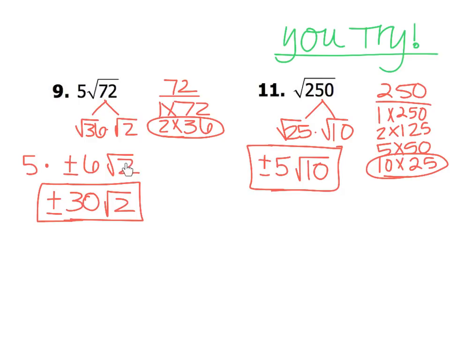Then we bring down the rad 2. We want to be sure to multiply the 6 times the 5 that's on the outside. We can't forget about it. So we get plus or minus 30 rad 2.